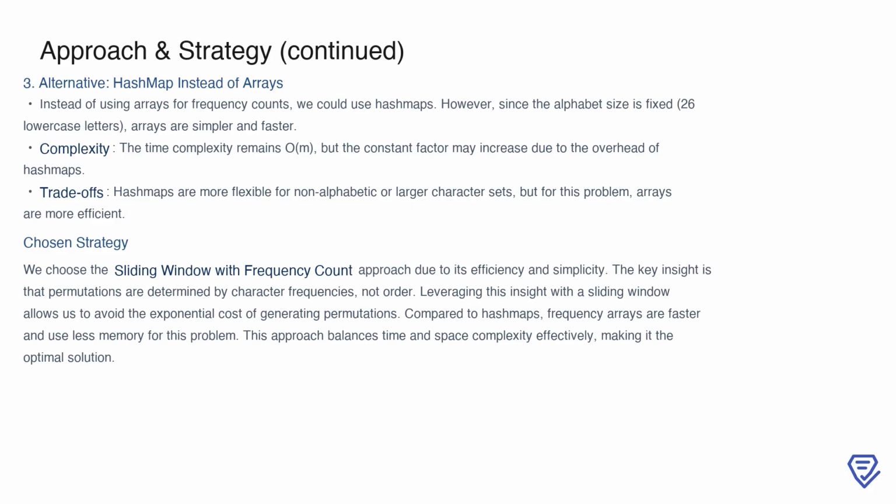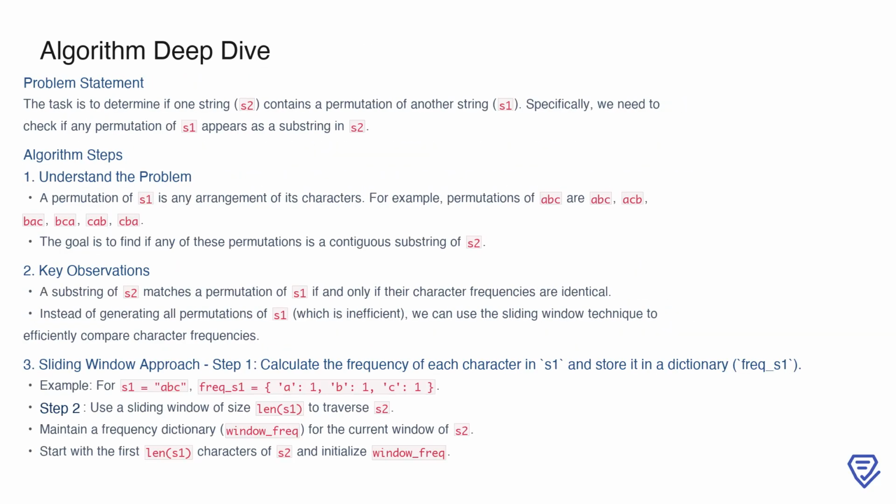this problem effectively. To solve this problem, we need to determine if any permutation of the string S1 appears as a contiguous substring in the string S2. A permutation of S1 is simply any rearrangement of its characters. For example, if S1 is ABC, its permutations include ABC, ACB, BAC, and so on. Instead of explicitly generating all these permutations, which would be computationally expensive, we can use a more efficient approach.